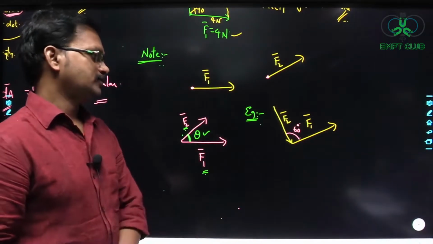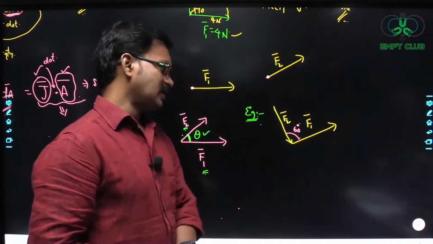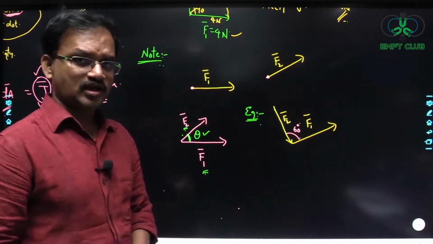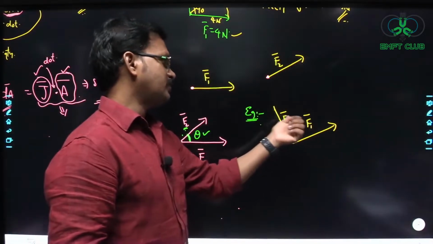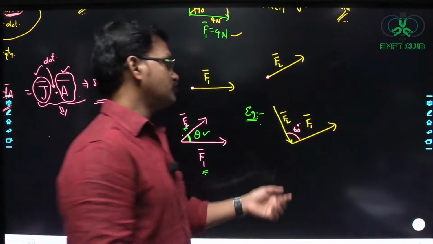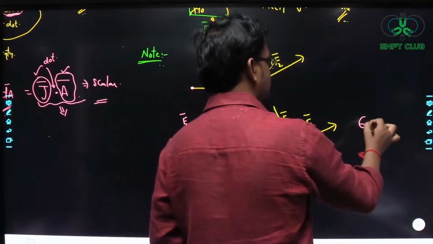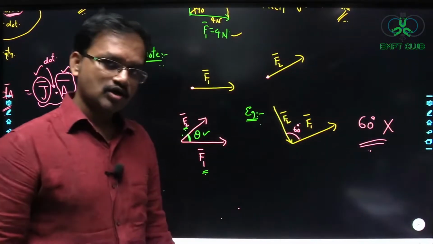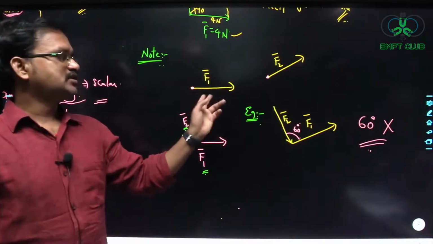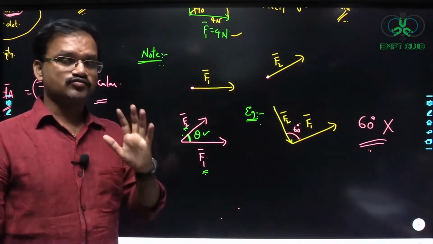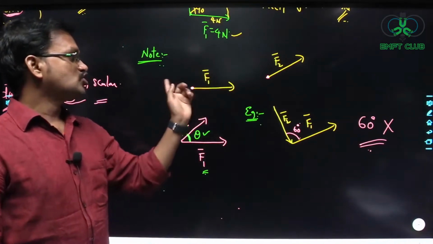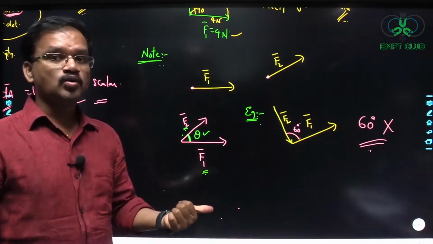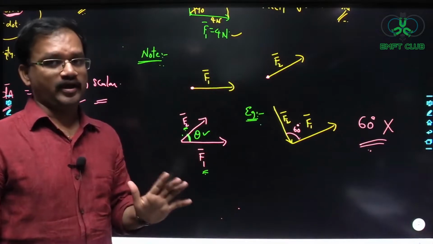So this angle I have given as 60 degrees. Now if anybody asks what is the angle between f1 bar and f2 bar, and you say 60 degrees, that is wrong. Why here? What I have told is, whenever you are measuring the angle between any two vectors, you have to join the tails of the two vectors, then take the least possible angle.